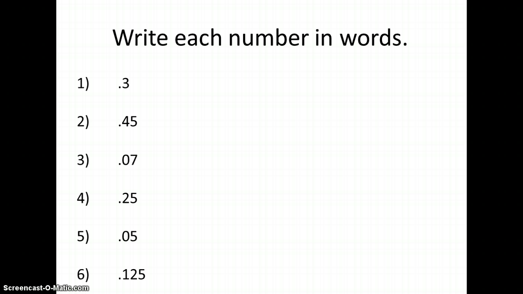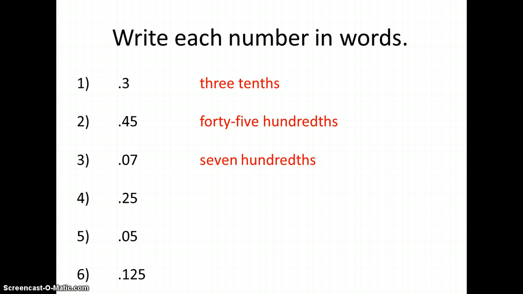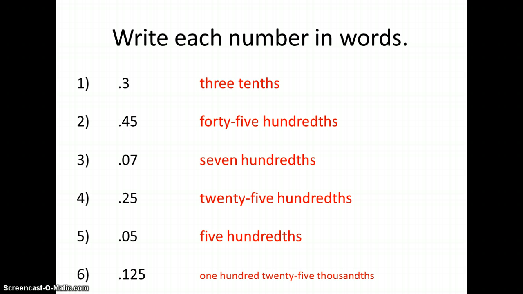Now, I'm going to start by looking at some decimals. Let's write each number in words. Number 1 is 3/10. Number 2 is 45 hundredths. Number 3 is 7 hundredths. Number 4 is 25 hundredths. Number 5 is 5 hundredths. And number 6 is 125 thousandths. I'm going to refer to how I write these or read these to help me turn these decimals into fractions.